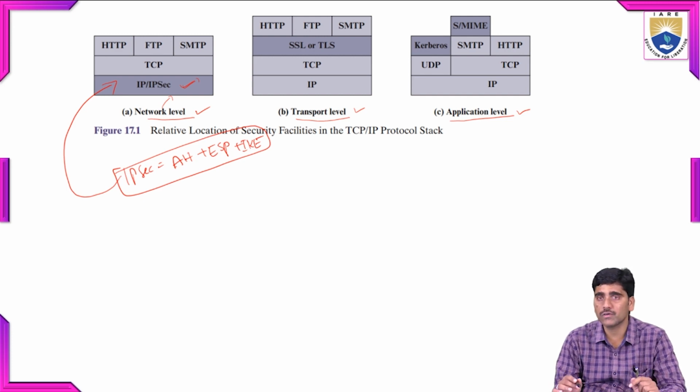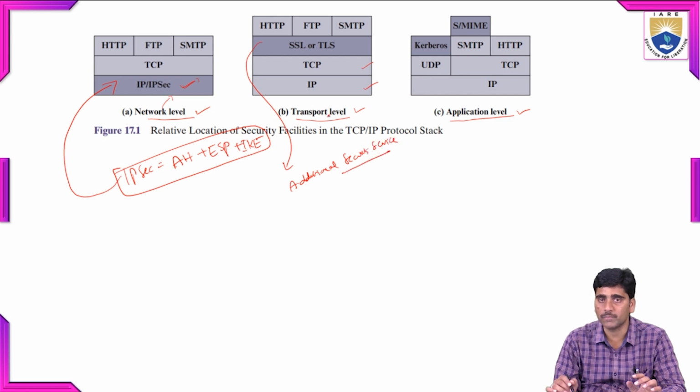And the second one is what? Transport level. Provide security above the transport layer. So the internet protocol, the transport protocol, and above this transport protocol, transmission control protocol, SSL or TLS has to be implemented. Here, this is the additional security service.